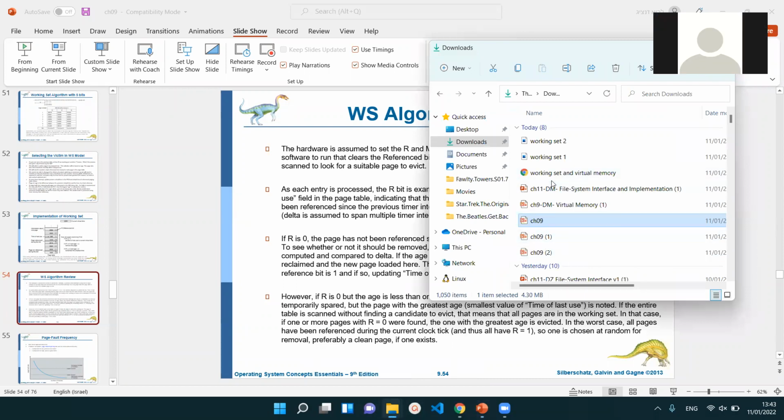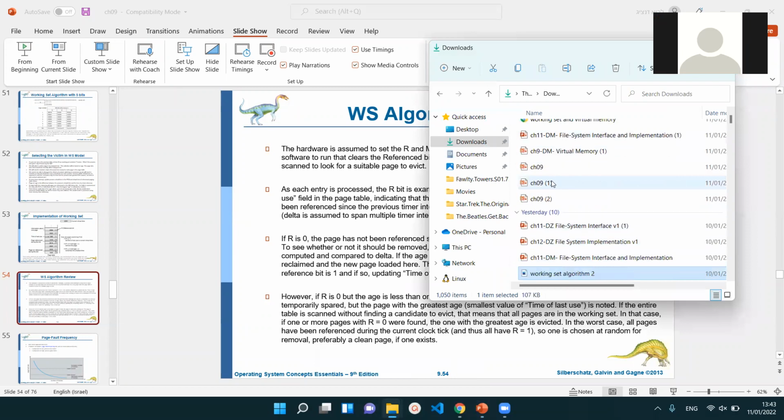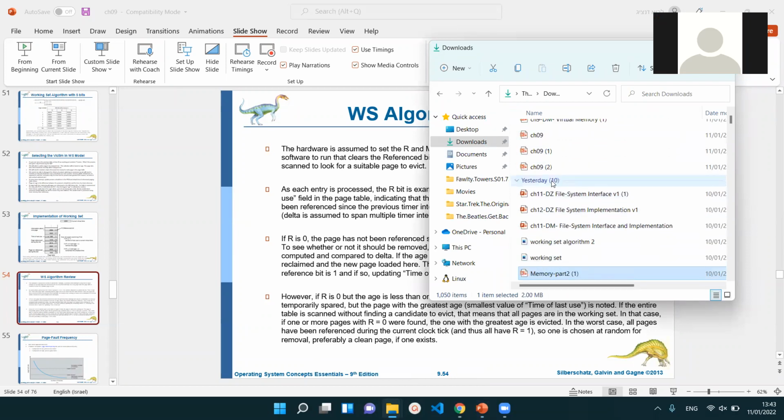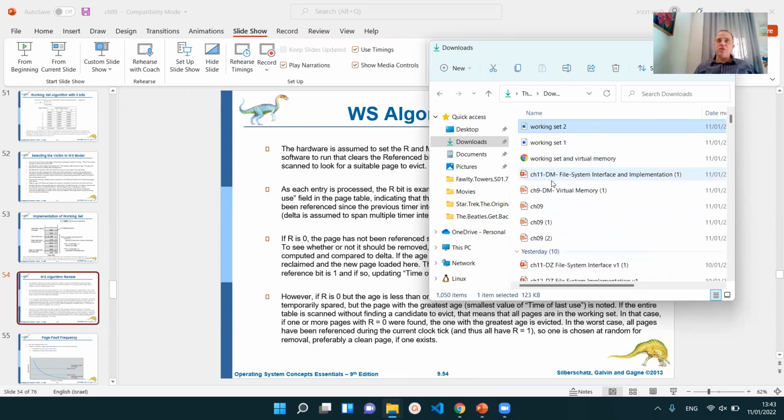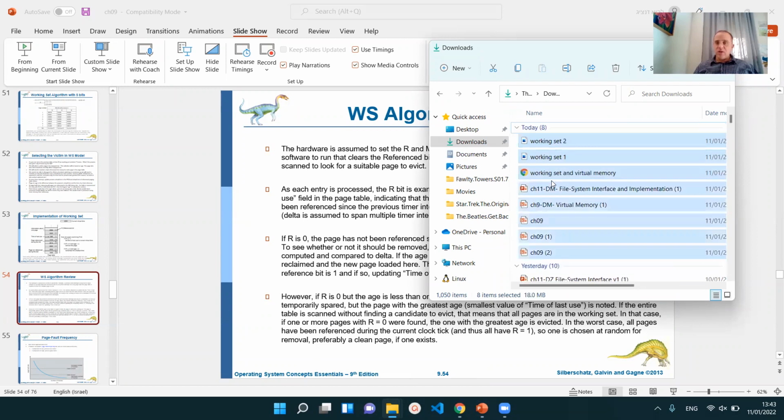Also, when you say history, what's the difference between the history and the timestamp? History, what I mean is like the history of the reference bits. Now, it's not an actual timestamp. It's not a timestamp. It's just a bit to tell me that it was this long ago or that long ago. The timestamp is actual time.